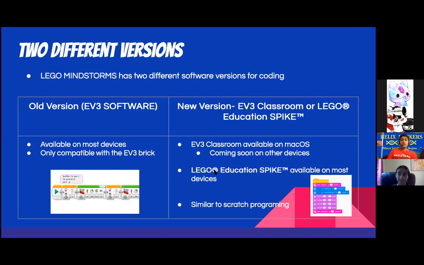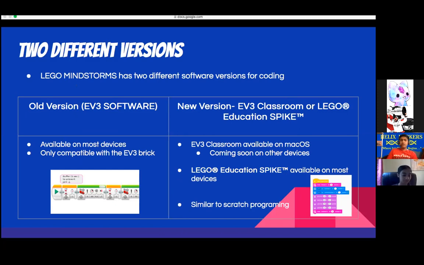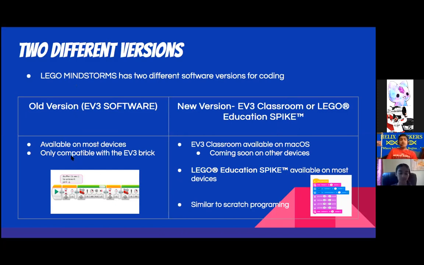So LEGO Mindstorms has 2 different software versions for coding. What we call it is the old version and the new version. The technical term for the old version, what we think is the technical term since we don't know the real technical term, is the EV3 software, and the new one is the EV3 Classroom or the LEGO Spike edition. So the old version is available on most devices and is only compatible with the EV3 brick. EV3 Classroom is available on Mac OS and is coming soon, sometime in December, to all other devices. I'm sorry, September. It's coming soon to all devices in September, so that every other device can program it too.